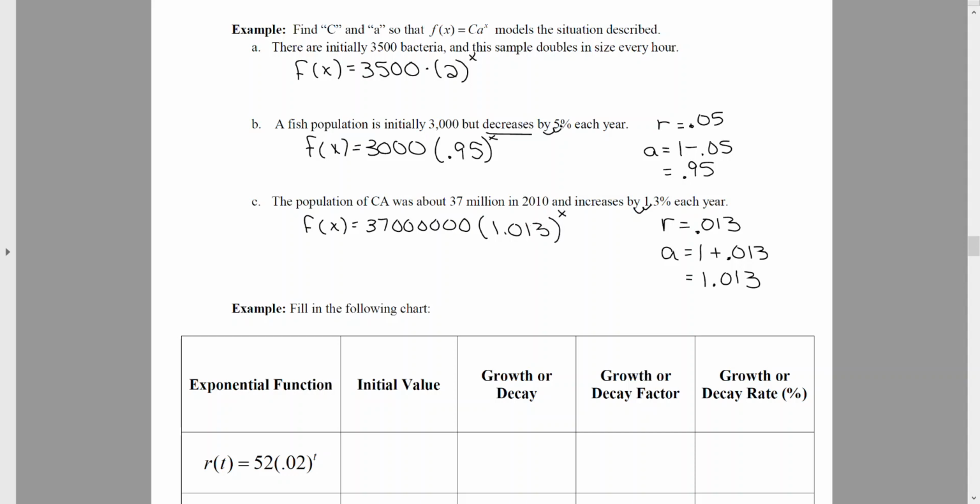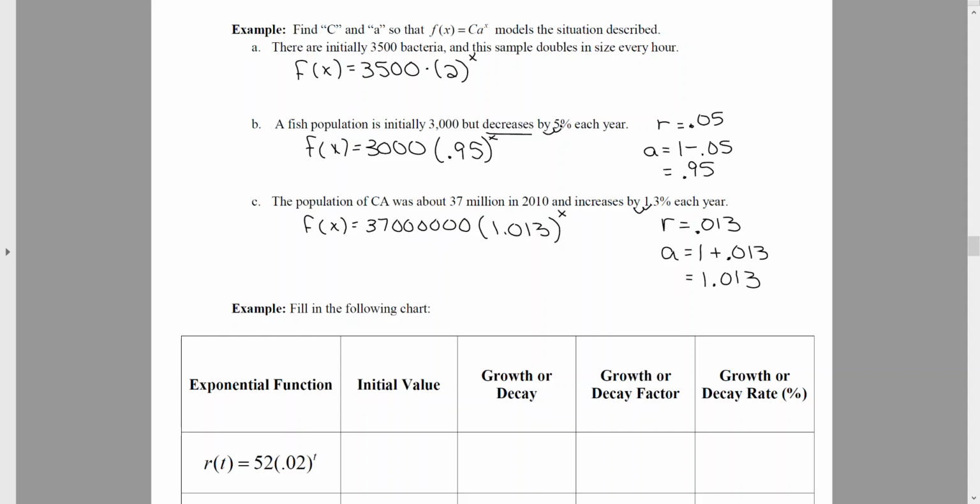Again, you can always plug in numbers and see what happens after year 1. Or in 2011, you would not put in 2011, but you put in x equals 1, or x equals 2 for 2012, and then come up with a value for the function.